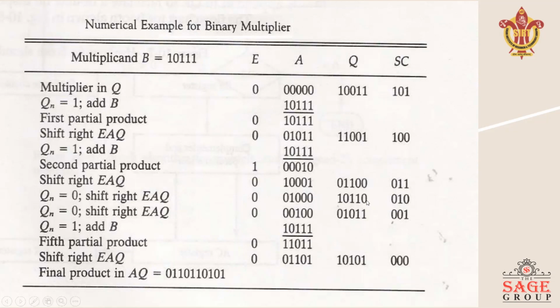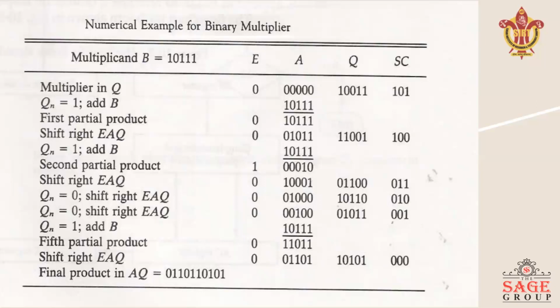Again, we check the value of Qn, which is 0. This 0 indicates that there is no need to add the B register. A direct right shift operation will be applied. After right shifting and decrementing the sequence counter value, we get the sequence counter as 1, and the Qn bit is now 1. If the Qn bit is 1, we add the value of the B register here to generate a new partial product. So this is our fifth partial product. After generating the fifth partial product, we right shift the value of EAQ. So we get this value and decrement the sequence counter by 1, which will be 0. As soon as the sequence counter becomes 0, the value of the register AQ will be the final product.